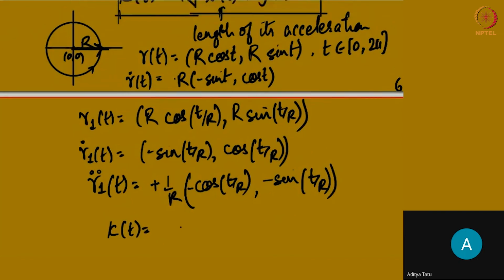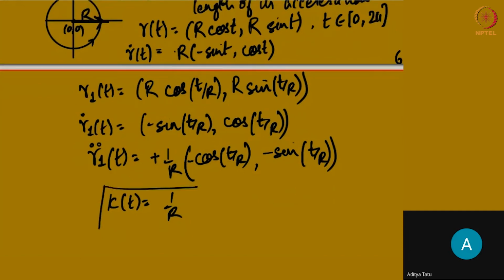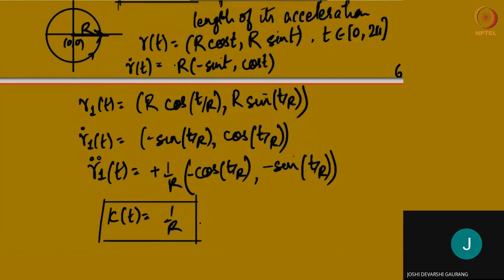Length of 1 by r. Vector 1 by r is again a line, which aligns with our intuition, right? Larger the circle, smaller the curvature. Yes, sir. Okay, so as of now, I hope you agree with what we are doing.